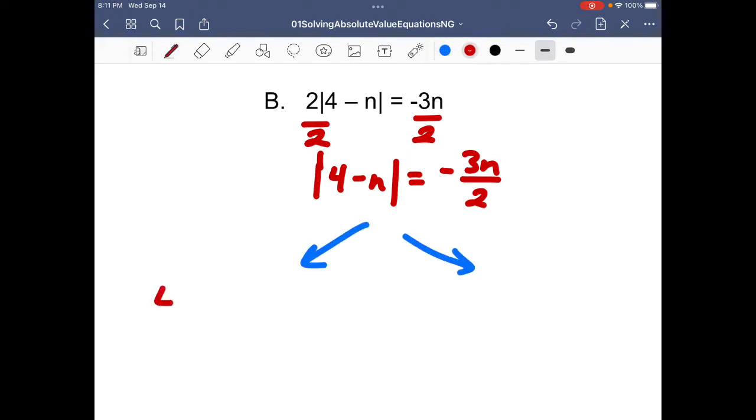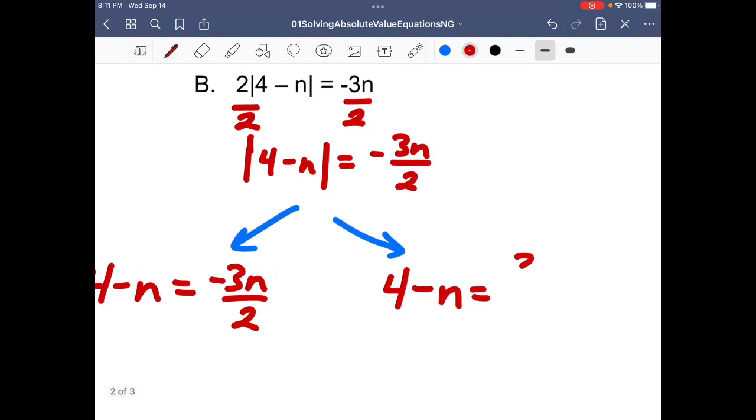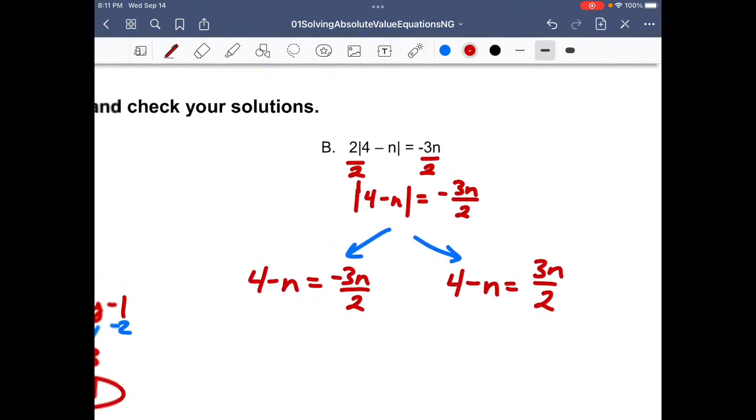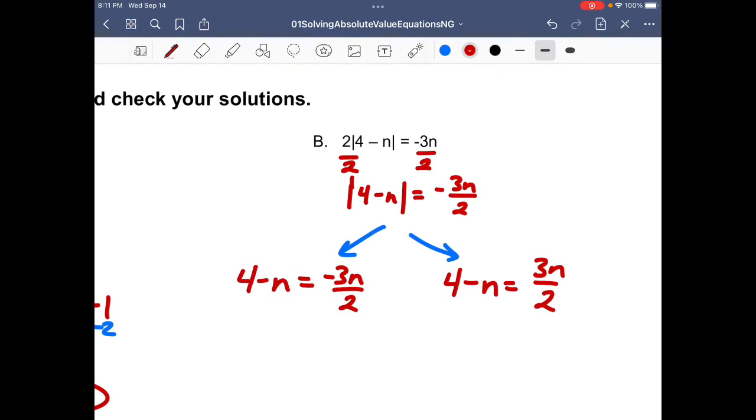One of them is going to equal the positive. Now, when we say equal to the positive, what we really mean is it equals the same thing. So it's still equal to negative 3n over 2. The other one though is going to equal the negative, or to say another way, the opposite. So the opposite, of course, is just positive 3n over 2.